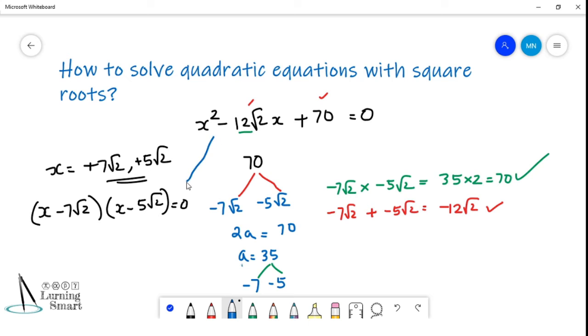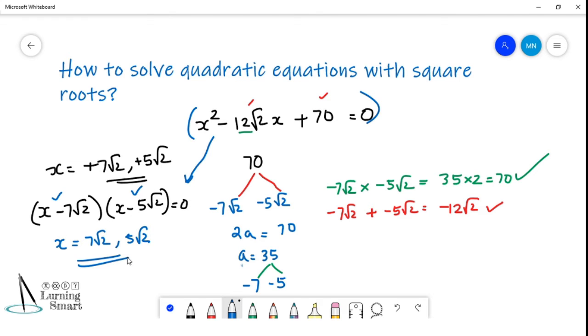When you simplify this expression, you get like this. Okay, the same thing applies. And then when a multiplied by b is equal to 0, either a must be 0 or b must be 0. So x minus 7 root 2 must be 0 means x equal to 7 root 2. X minus 5 root 2, when you equate to 0, then x is what? 5 root 2. Okay, this is the way you get it.